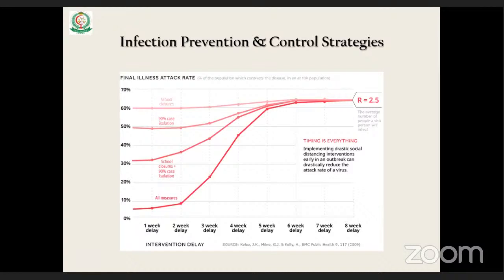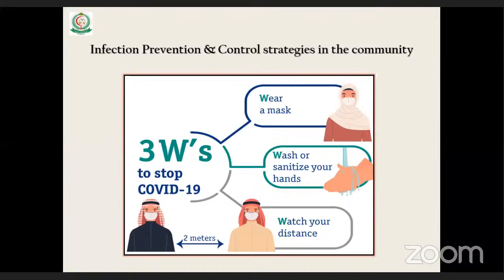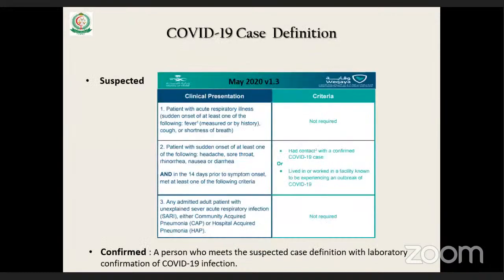So what I want you to remember when you are in public are the 3 ways to stop COVID: wear a mask, wash or sanitize your hands, and watch your distance from other people. Always keep 1.5 to 2 meters. I think you know the COVID case definition. I don't want to go through it. Everybody should know it by now.